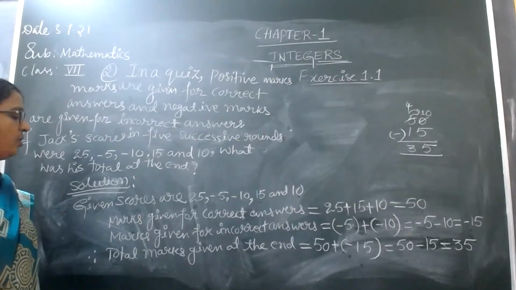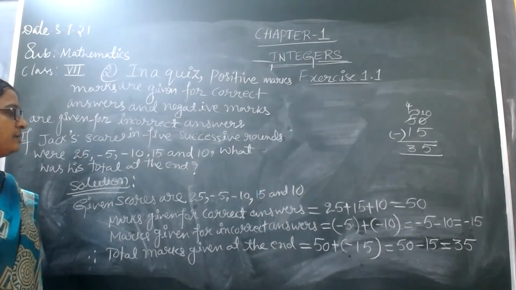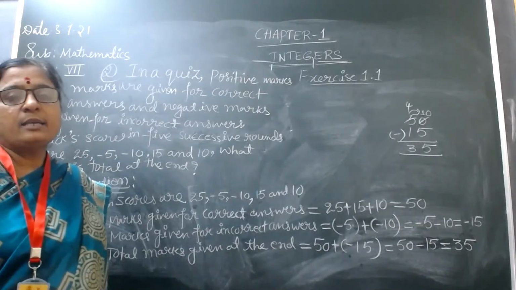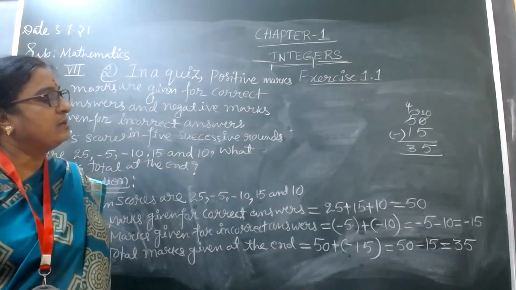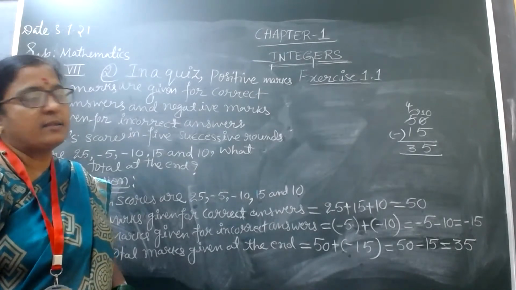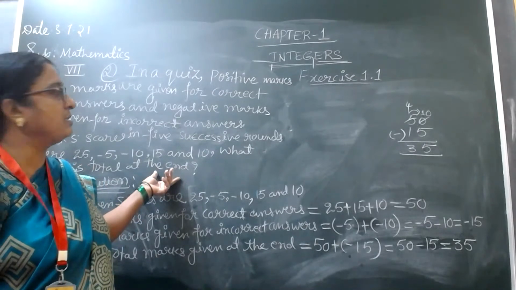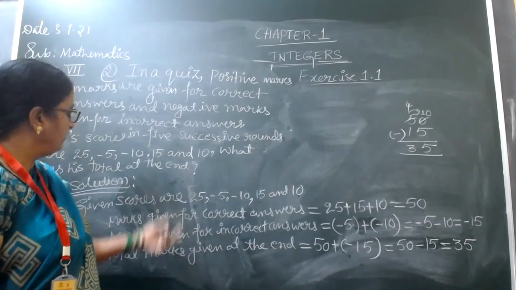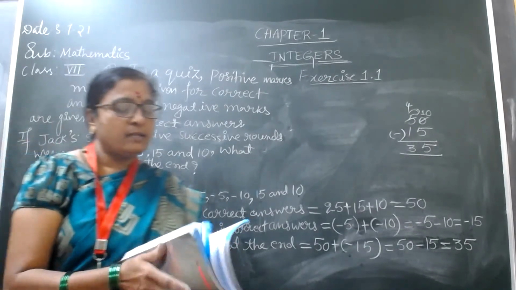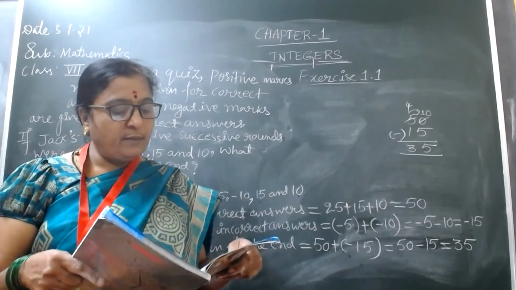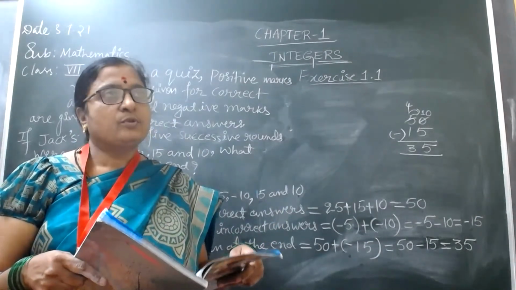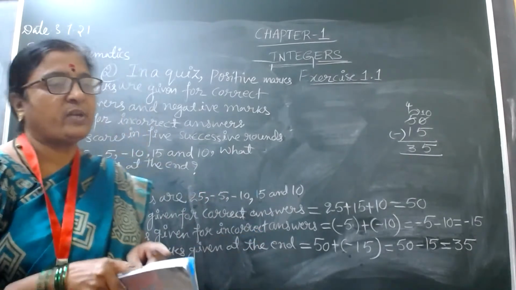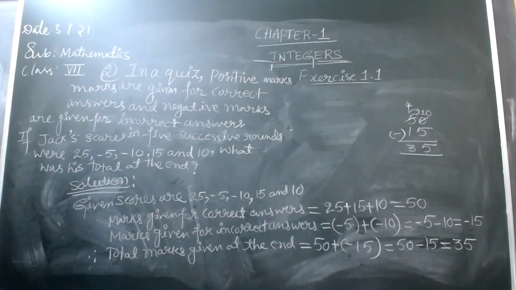35. Therefore, total marks given at the end is equal to, in positive marks, if you add negative marks, you get 35. What is the total marks at the end? Just this computation, 35, students. So this is the solution of question number 2. Now, the second question is very easy, no? Very easy always, student.